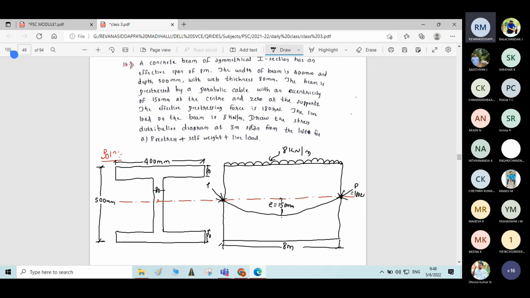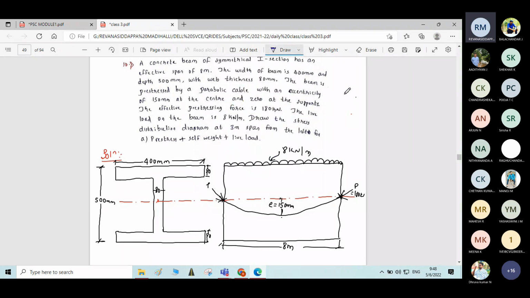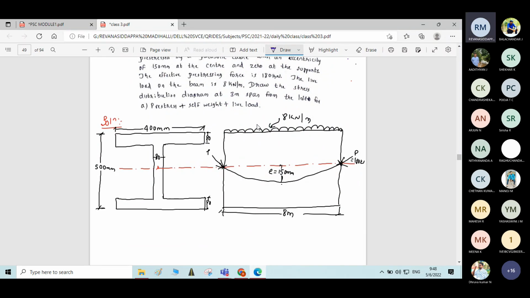Okay. Draw the stress distribution diagram at a 3 meter span from the left. Okay. What is the question here? We want stress distribution at 3 meter from the left end. Let me call this section as XX. Okay, we want the stress distribution diagram at 3 meter span from the left hand.